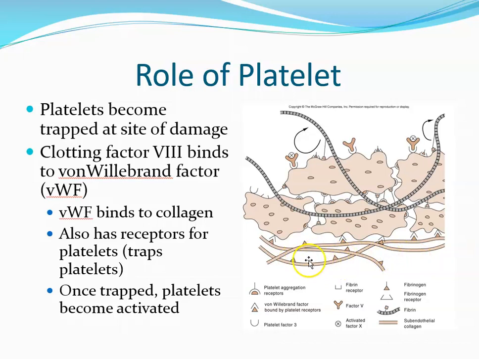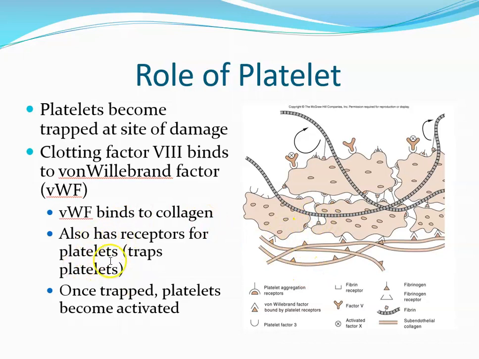Remember I said a blood vessel is lined with endothelium. Right under the endothelium is collagen. When that endothelial surface is damaged, this will expose that collagen. These structures represent the platelets, and these gray strands represent the fibrin.